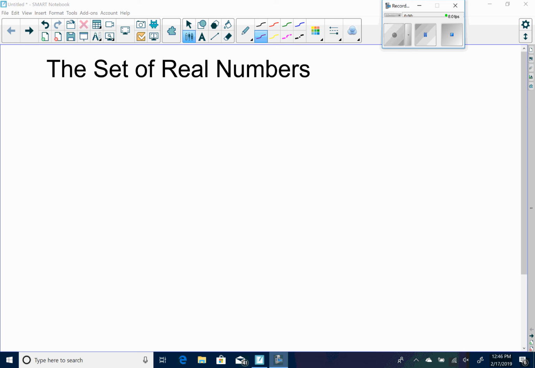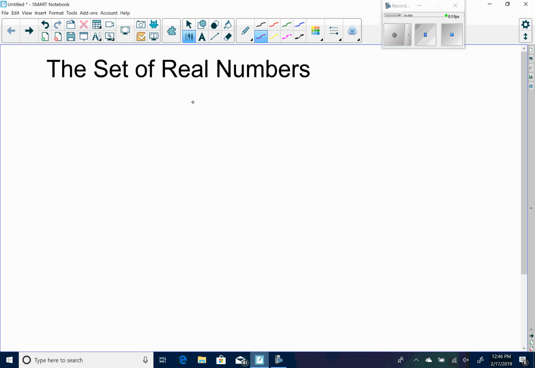This lesson is over the set of real numbers. It's important to know the different categories numbers are classified under, just because you never know when you're going to be reading over a problem that deals with them. It may mention integers, irrational or rational numbers. So it's just important to know the definitions and some examples underneath each set.